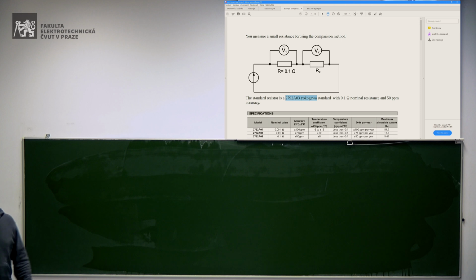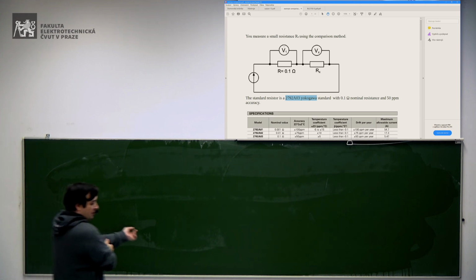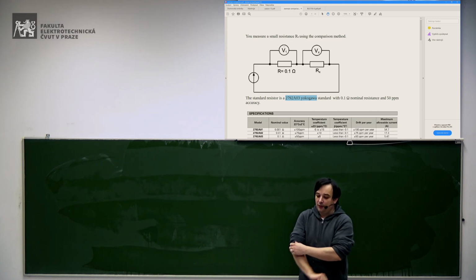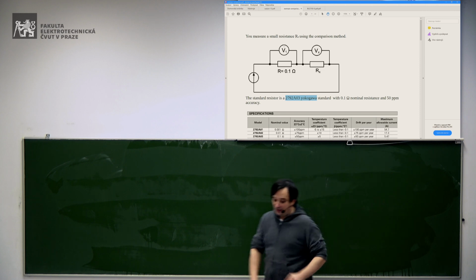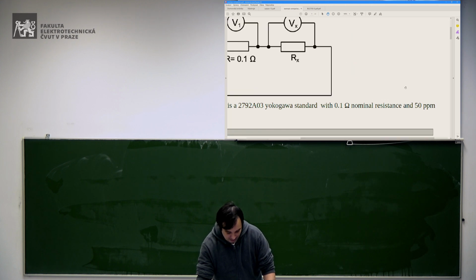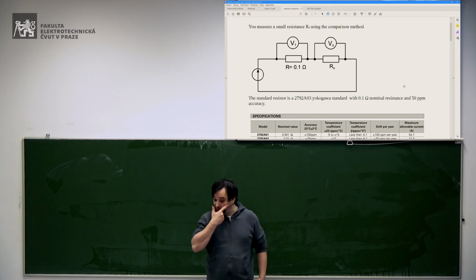Okay, so very simple problem. You want to measure a small resistance, Rx, and you want to use the comparison method. Let me increase a bit, so that you maybe can read it. And you want to use a comparison method.